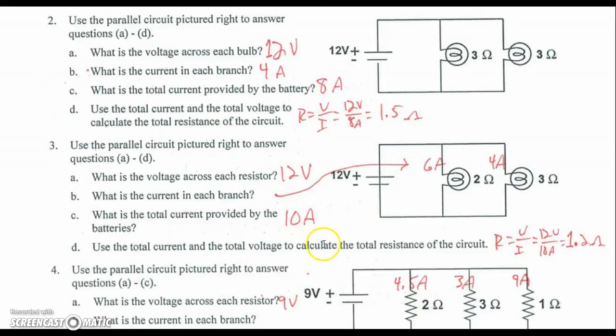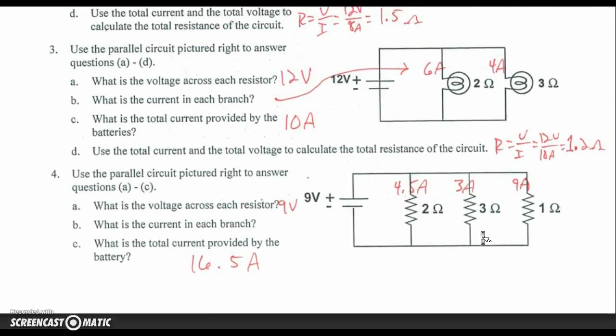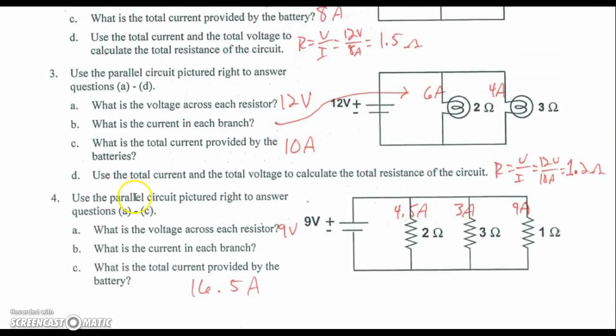So use the total current and total voltage to calculate total resistance. Well, resistance is going to be 12 volts divided by 10 amps, which is 1.2 ohms of total resistance. Remember, at any point you can pause and go back. So let's do number 4. So use the parallel circuit to the right. What's the voltage across each resistor? Well, this is going to get 9 volts. This branch is going to get 9 volts, and the last one's going to get 9 volts.